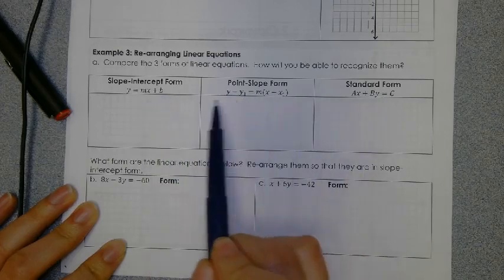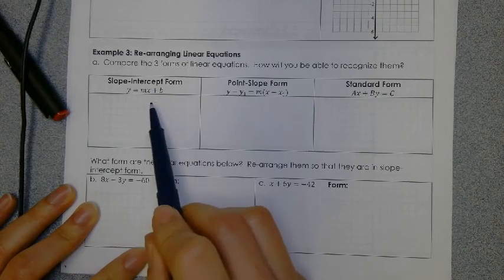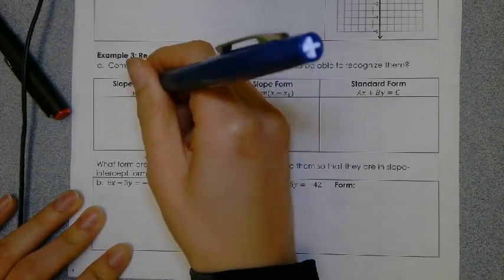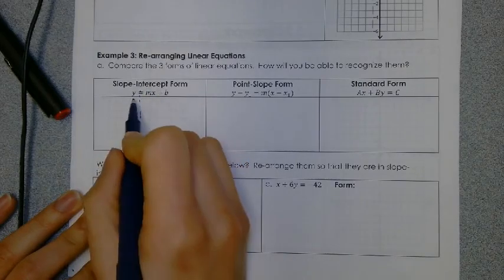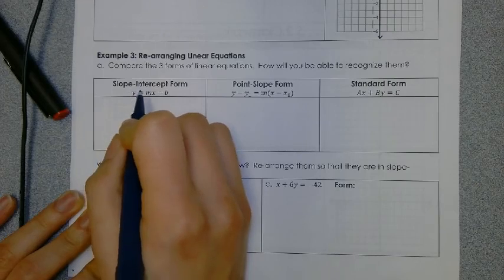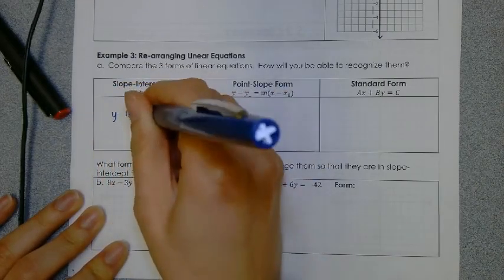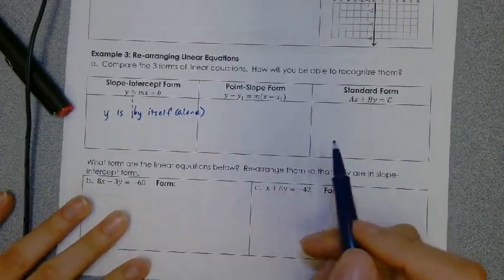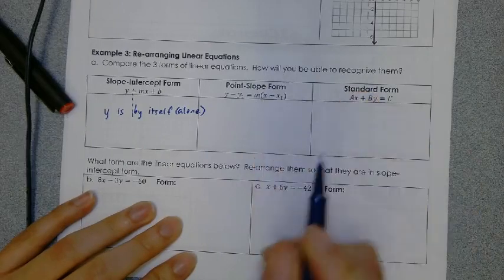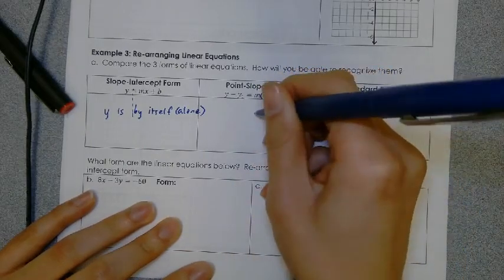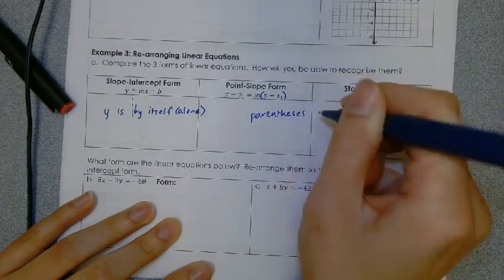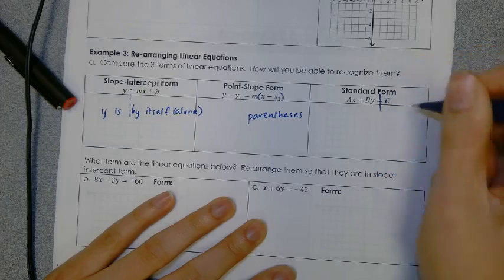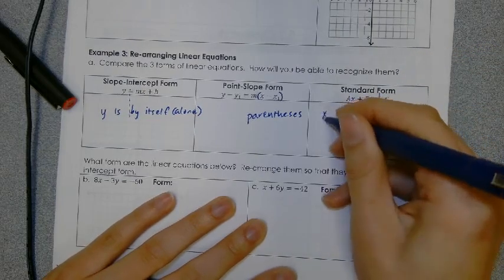So take a moment to make some observations. What is similar about these forms and what is different? Well, one thing I notice, if you're looking at the equal sign, in slope-intercept form, you'll notice that y is alone on one side. Or we can say y is by itself. In point-slope form, I'm noticing these parentheses. And finally, what I notice in standard form is x and y are on the same side.